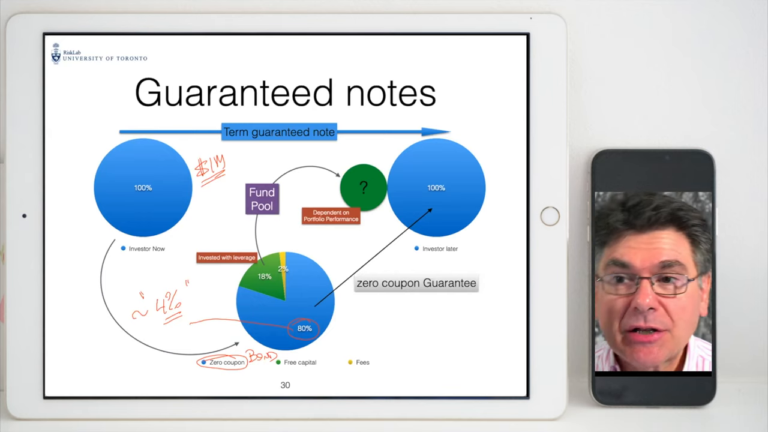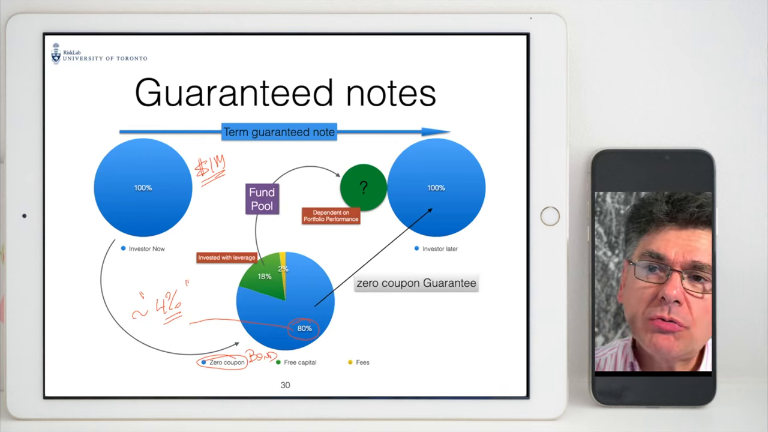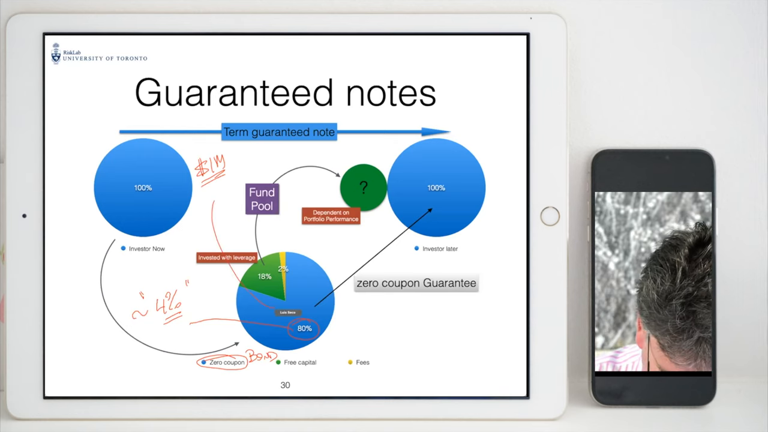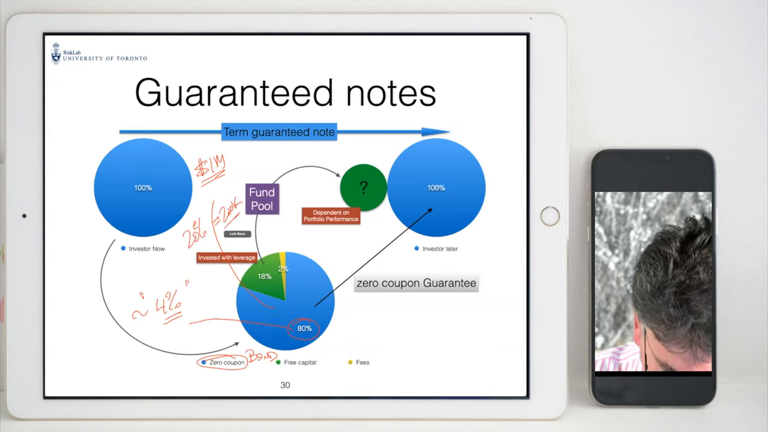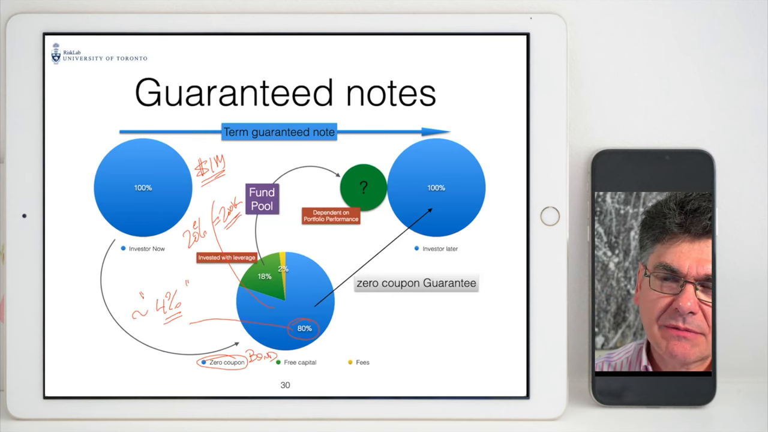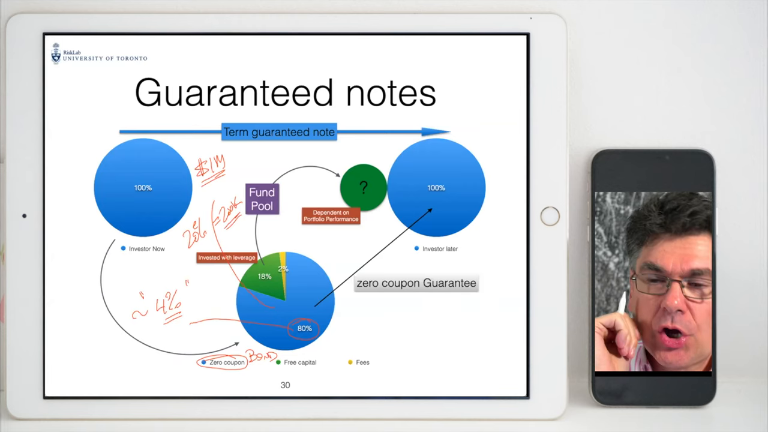And that means that today, on day one, when the note is issued, I have 20% of the money, which is 200,000. And I can do whatever I want with this. I can do anything. I could lose all this money. As long as I don't lose more than 200,000, I can lose all this money and I can still honor the guarantee.